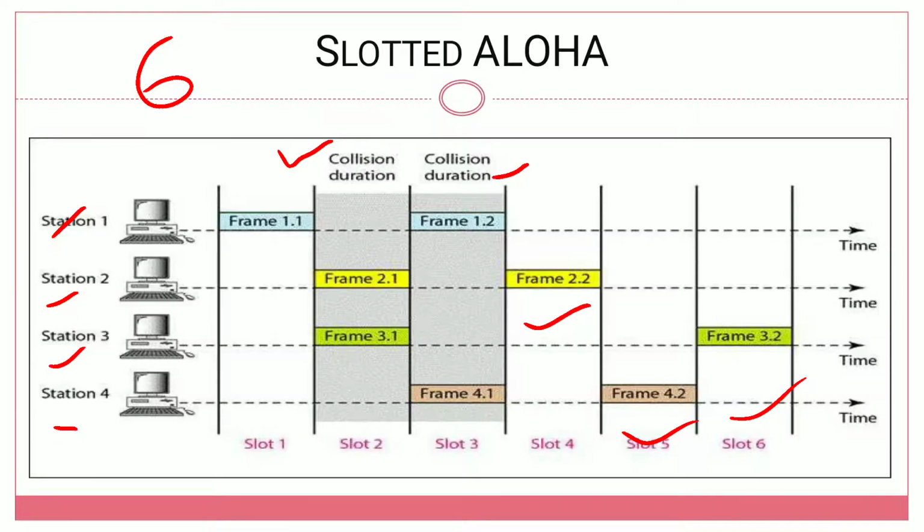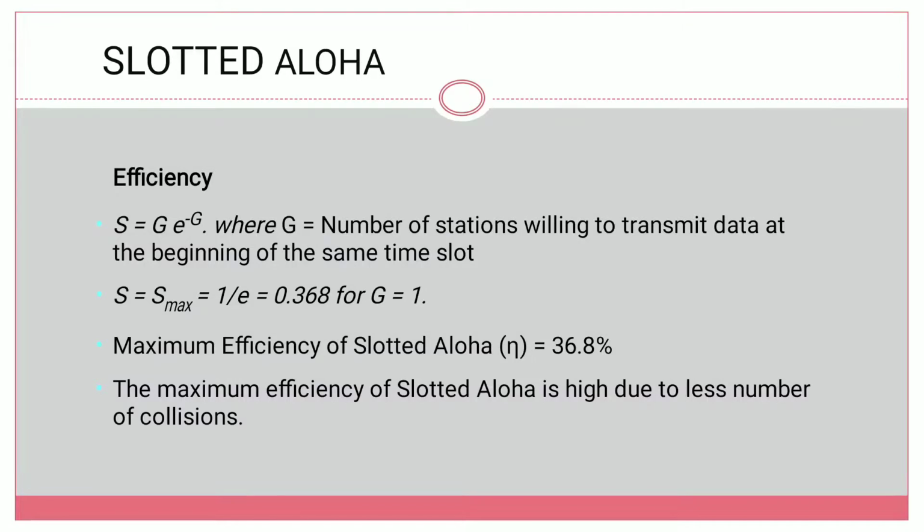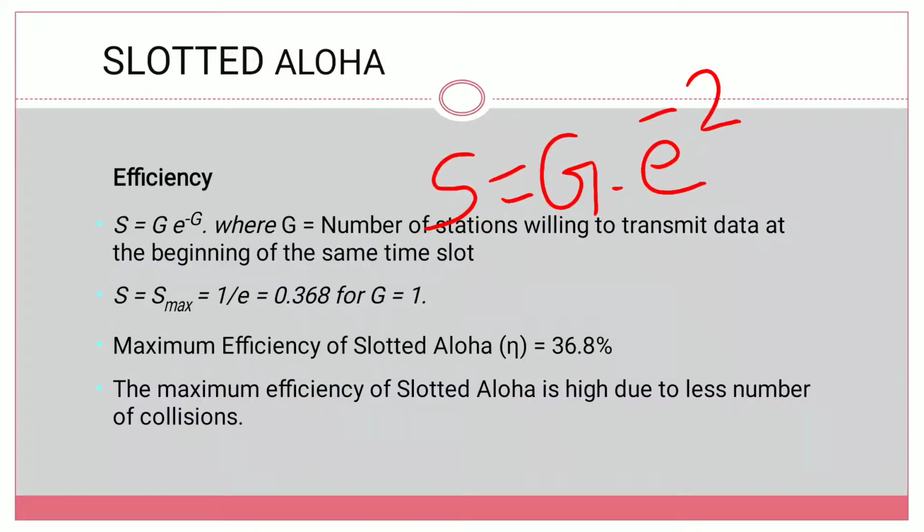Here the efficiency is calculated by the formula S = G e^(-G), where G is the number of stations willing to transmit data at the beginning of the same time slot. If you consider pure Aloha, the efficiency is calculated by the formula S = G e^(-2G). So this is the formula used for pure Aloha, and S = G e^(-G) is used for calculating the efficiency of the slotted Aloha protocol.